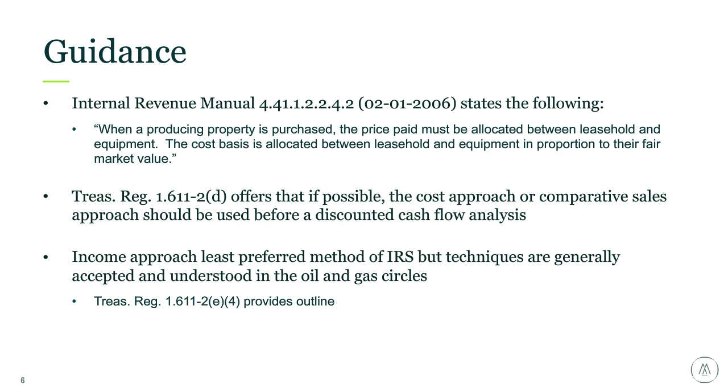The particular guidance I'm showing you here states that when a producing property is purchased, the price has to be allocated between the leasehold and the equipment. The cost base is allocated between the leasehold and equipment in proportion to their fair market value. Basically, what that's saying is you have to do an allocation, and a lot of people forget about that.